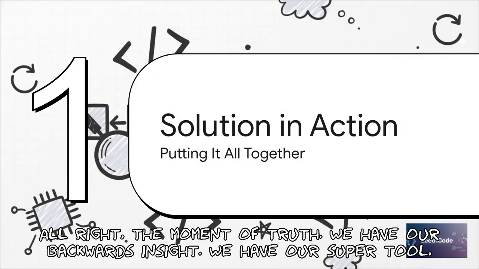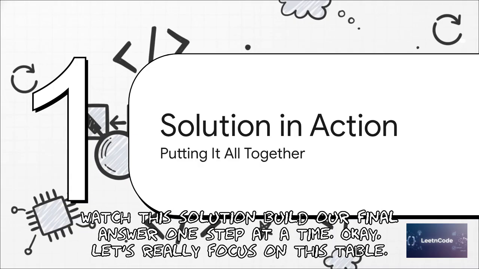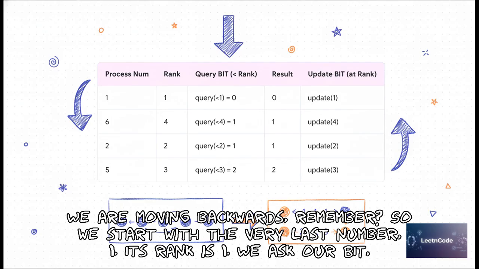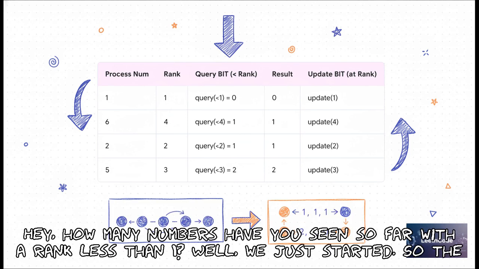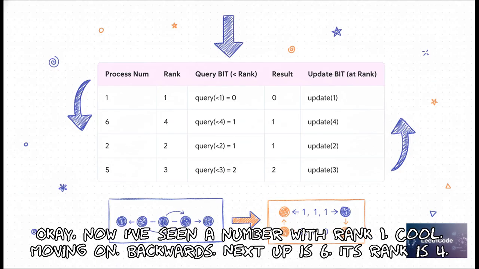All right, the moment of truth. We have our backwards insight, we have our super tool, the binary index tree, and we have our rank numbers all ready to go. So let's put it all together and watch this solution build our final answer one step at a time. Okay, let's really focus on this table. We are moving backwards, remember? So we start with the very last number, 1. Its rank is 1. We ask our BIT, hey, how many numbers have you seen so far with a rank less than 1? Well, we just started, so the answer is none, 0. We record that 0 as our first result. Then we update the BIT to say, okay, now I've seen a number with rank 1.